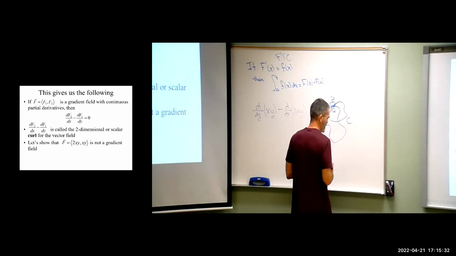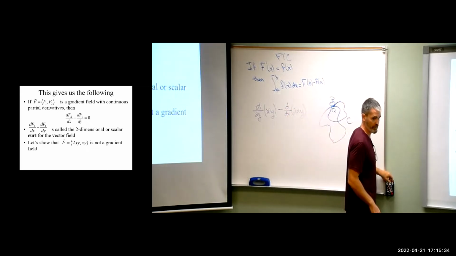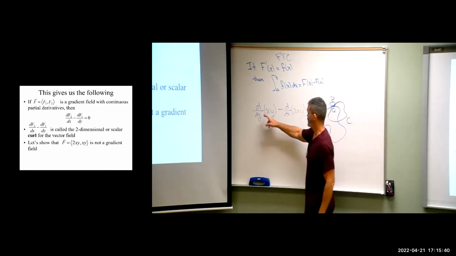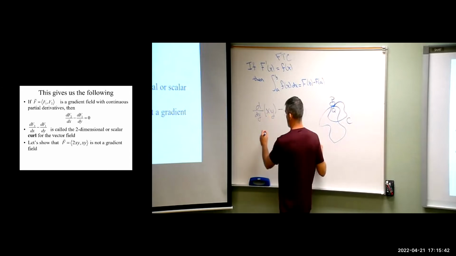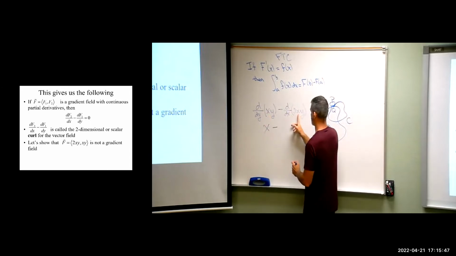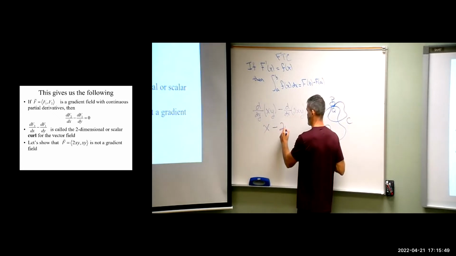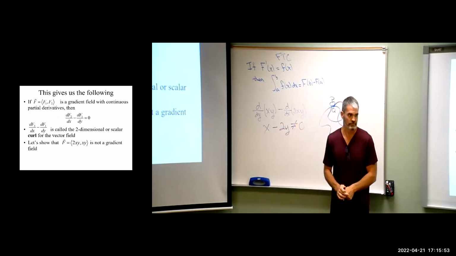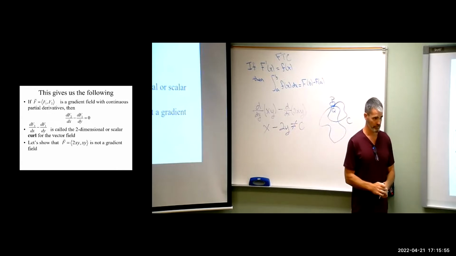We have a lot of practice finding partials. I'm pretty confident that you guys are feeling comfortable with partials at this point in the semester. So d/dy, the derivative of this with respect to y, is x. d/dx, the derivative of this with respect to x, is 2y. That does not equal 0.